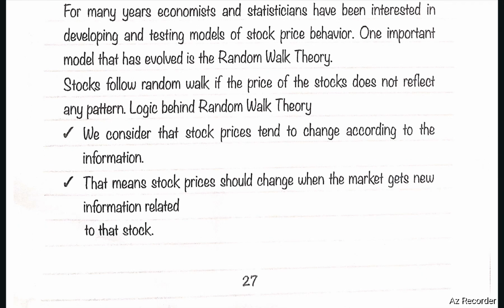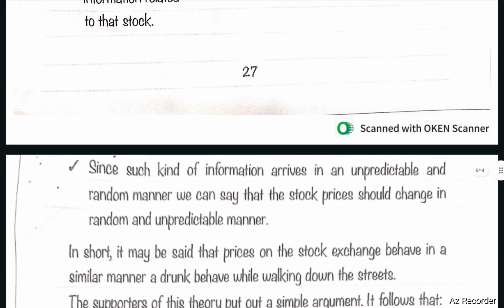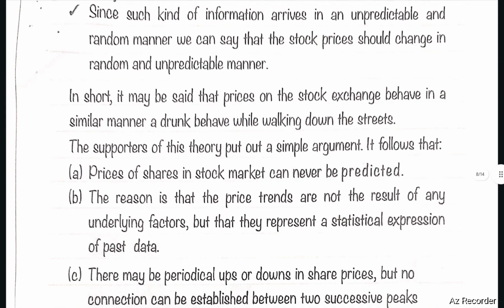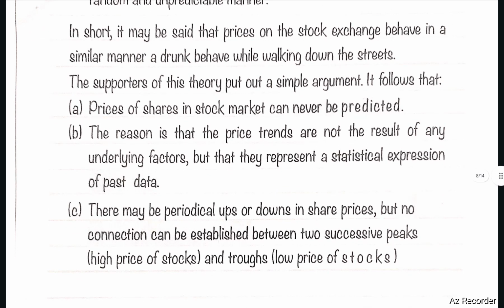If the price of stocks does not reflect any pattern, the logic behind random walk theory is that stock prices tend to change according to information. That means stock price should change when the market gets new information related to that stock. Since such information arrives in an unpredictable and random manner, stock prices should change in a random and unpredictable manner. In short, prices on the stock exchange behave in a similar manner to a drunk walking down the street.